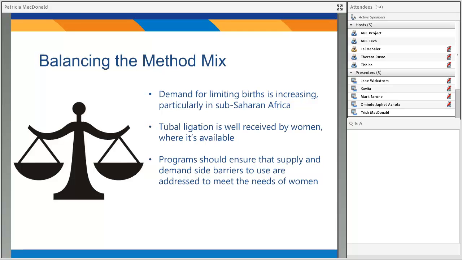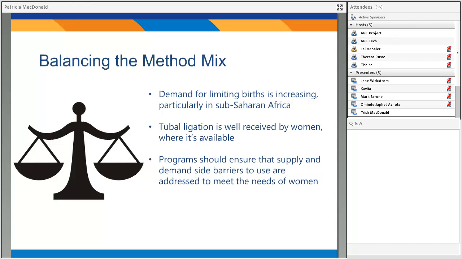Tubal ligation is important for balancing the method mix. We're seeing in the trends that demand for limiting births is increasing, particularly in sub-Saharan Africa. Right now, the demand for limiting exceeds the demand for spacing in all regions of the world, with the exception of West Africa. Tubal ligation is well received by women where it's available, with high levels of satisfaction.